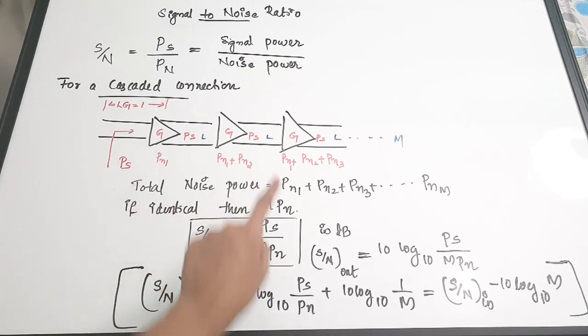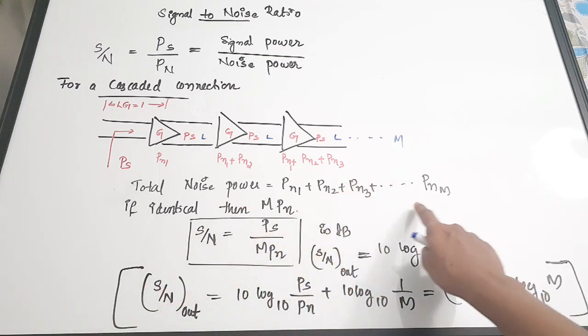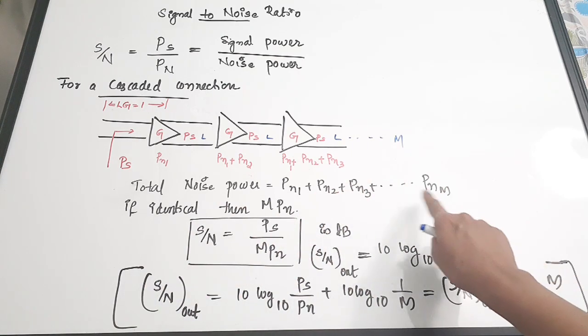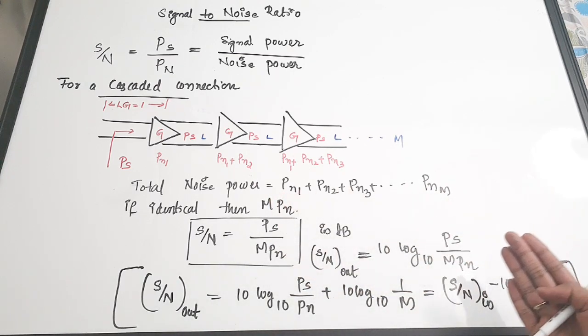But the noise power will get accumulated. So the total noise power we can represent as PN1 plus PN2 plus PN3, and if there are M stages, then up to PNM. Now consider that all these noise powers are identical in value.